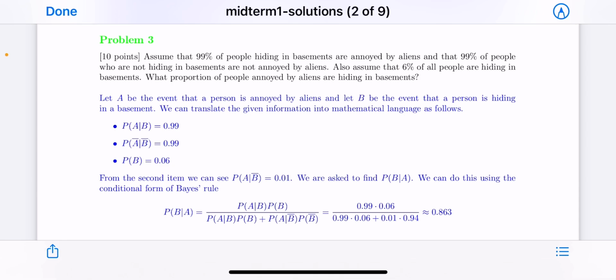The only minor changes we need to make before plugging everything into the formula is to say that, okay, if not A given not B is 99%, then A given not B is 1%, and if B is 6%, then not B is 94%. So we can just plug all those numbers into the equation, and a computer told me this is about 0.863.